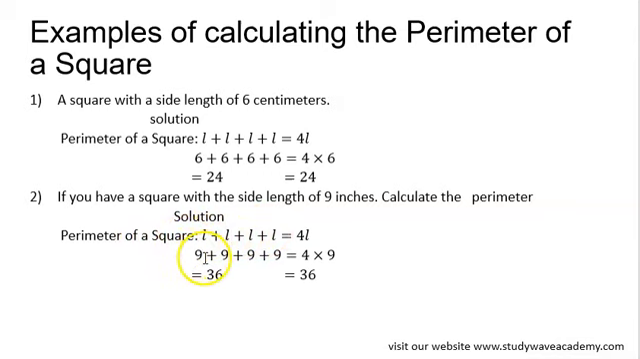square. So we have 9 plus 9 plus 9 plus 9. The 9 is the length, right? We are looking for the perimeter. So we have 9 plus 9 plus 9 plus 9, and when we add, we have 36.